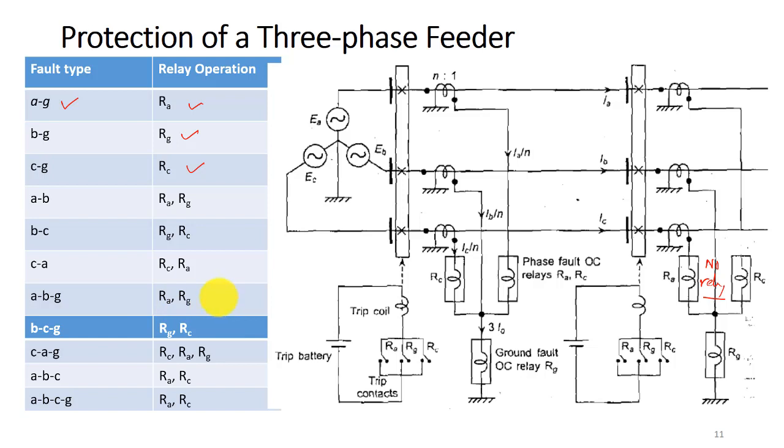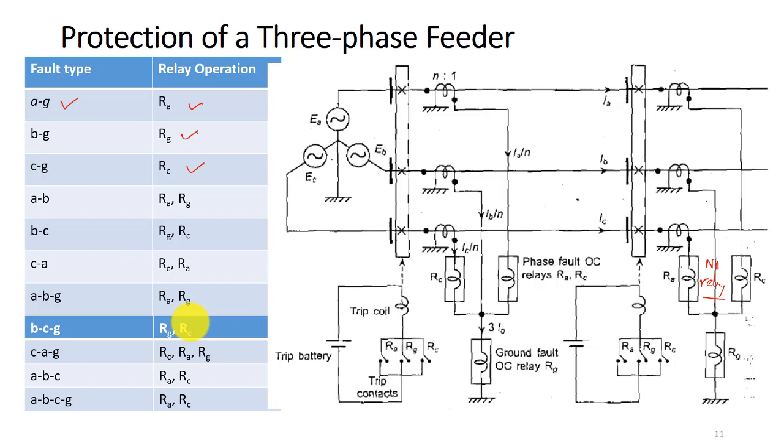Similarly, for B to C, RG and RC will operate. For C to A, RC and RA will operate. And for ABG, RA and RG will operate. For BCG, RG and RC will operate. So there are different combinations for different types of fault, right?